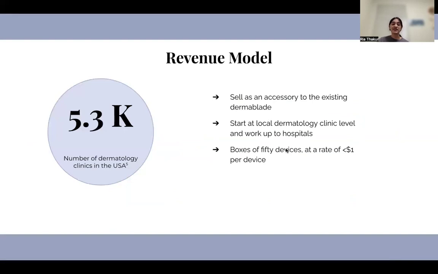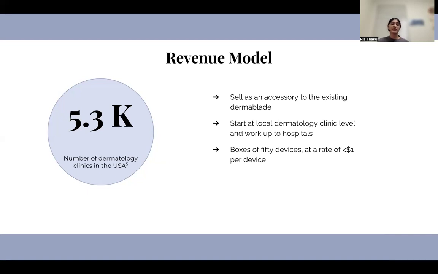Our revenue model is as follows. We intend to sell our device as an accessory to the existing gold standard, which is the Dermablade, while accounting for all the problems that we highlighted above. We aim to break into local dermatology clinics first, of which there are about 5,000, and then hope to build up to academic hospitals and larger hospital systems through word of mouth and conferences and more. We will also sell our devices in boxes of 50 based on our clinician interviews, at a rate lower than $1 as mentioned on the previous slide.